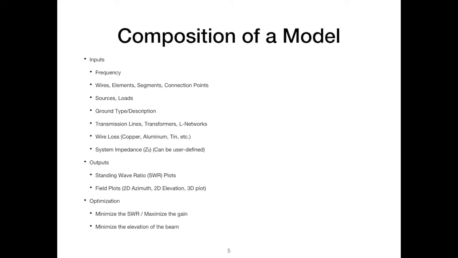So some of the outputs that you get once you've input all the characteristics are things like standing wave ratio plots, elevation and azimuth plots, 3D plots, Smith charts, that kind of stuff to help you assess and analyze the performance. And then optimization. Modeling is very much an iterative process. You put in some parameters, you run the engine and start looking at the outputs and say, well, I need to adjust this or I need to adjust that to see if I can get better performance out of it. So some of the things you try to optimize are minimize the SWR, maximize the gain of the antenna, and try to keep the elevation of the beam within a reasonable range, usually a low angle, because the lower the angle, you can get better skip off the atmosphere.